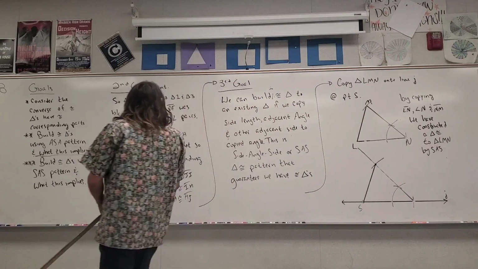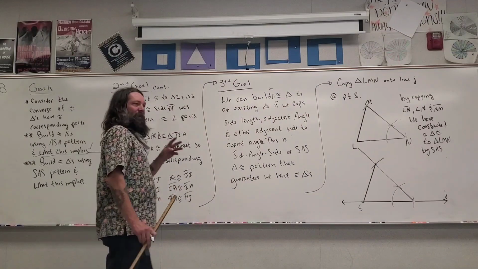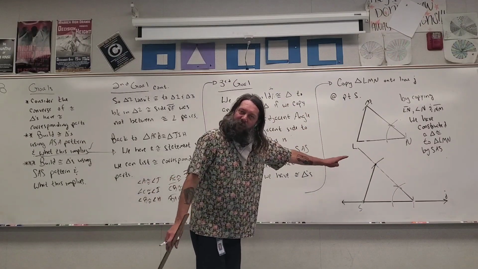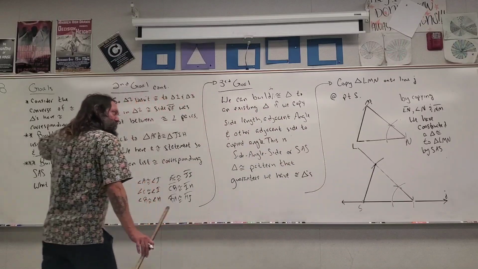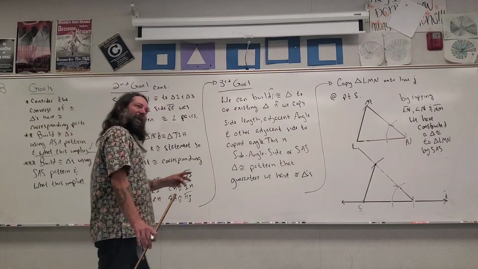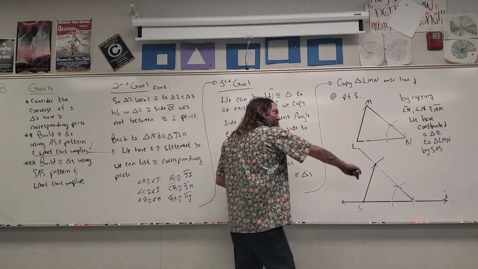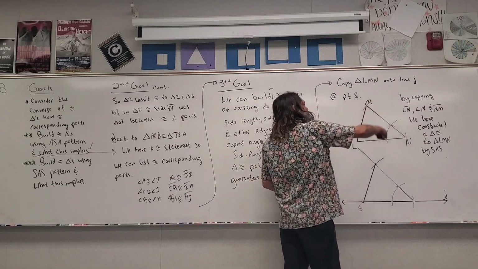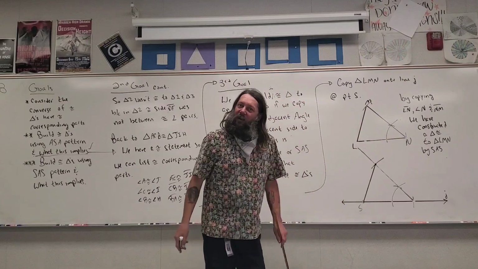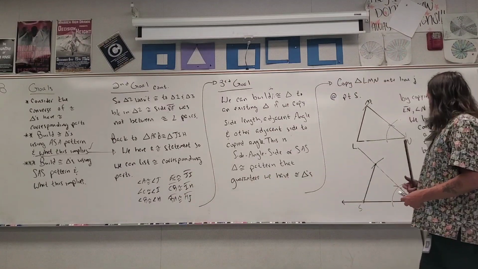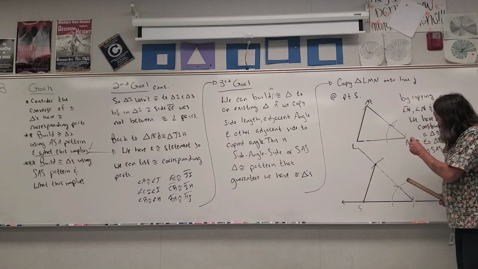All right, so I'd like to formalize what we're looking for with side angle side, formalize what we're looking for with angle side angle, and then wrap up this whole lesson. So hopefully I've convinced you that if I copy a side length, an angle, and a side length, I've created an identical triangle. By the way, the angle that I copied is an included angle.